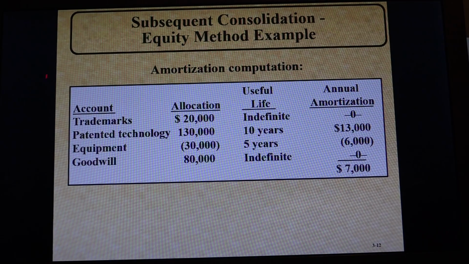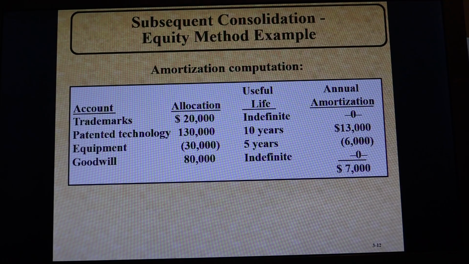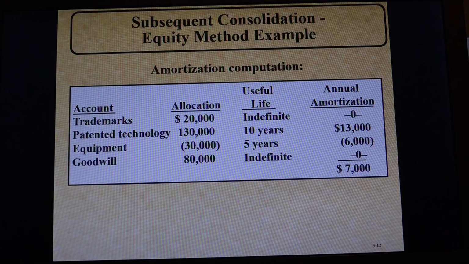But for these others, what you have is patented technology. Our allocation of the excess fair value to patented technology is $130,000. Its useful life is 10 years, and so your annual amortization for that is going to be $13,000.